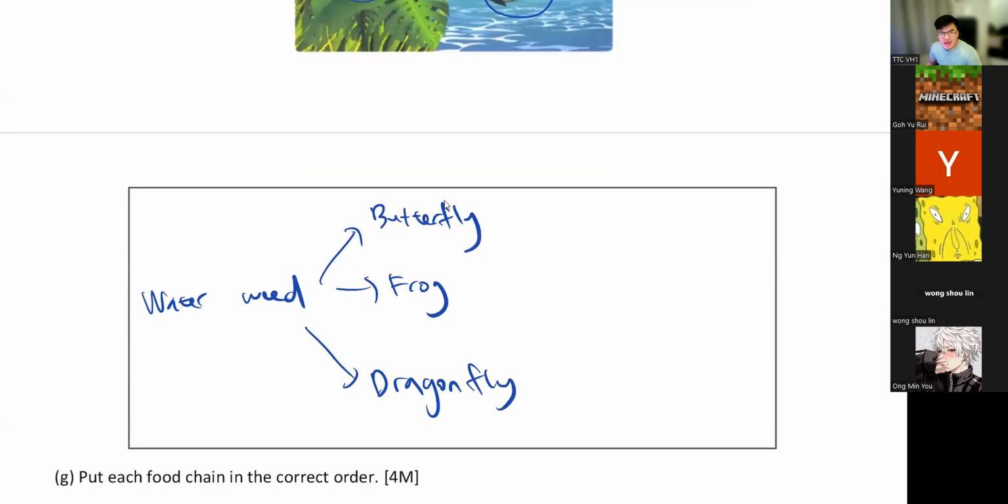Dragonfly eat butterfly. Do they? I thought dragonfly only eats small insects. Oh, they do. Wow. Okay. So maybe we'll draw it here. A frog definitely eats butterfly and dragonfly. Okay, I think so. Now you have your bird followed by your duck.